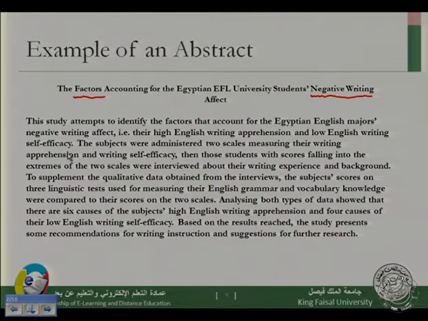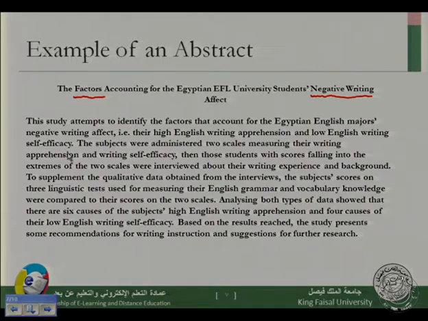This is the abstract. So let's read the abstract and see whether our first guess was true or not. I guessed from the beginning that it's about factors, and negative factors that affect students' writing. So this is my first guess, just from reading the research title. Let us read the abstract and see whether this is true or not.